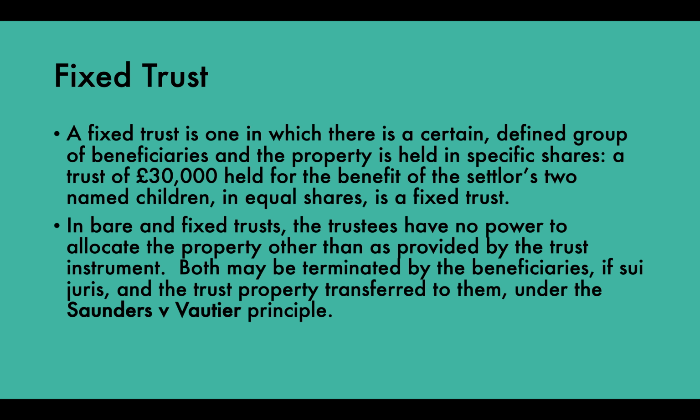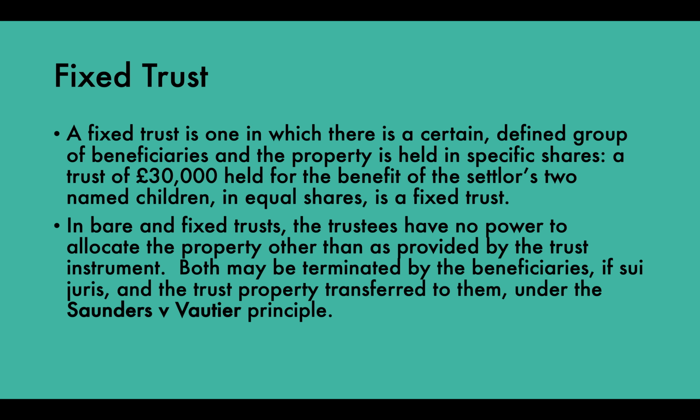So a fixed trust refers to a situation in which the trustee holds property on trust for a certain defined list of beneficiaries. An example of such a class of beneficiaries would be on trust for my two children, Anna and Bertha, for example. Okay, the fixed nature of the trust refers then to the fixed list of people who can benefit from the trust.